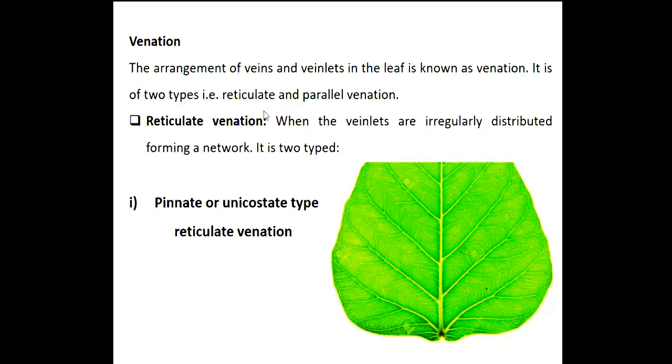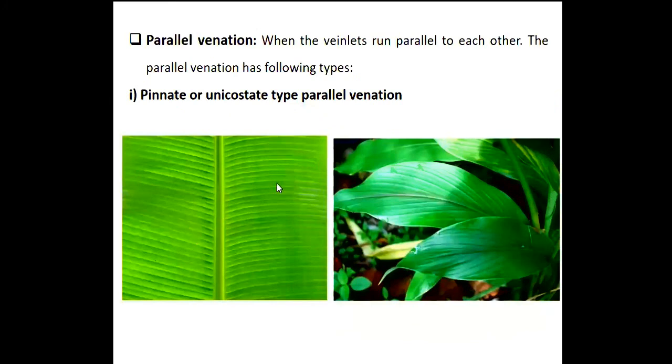There are two main types of venation. One is reticulate venation and the other is parallel venation. So we all know what is reticulate and parallel. Here, when the veins and vein layers are irregularly distributed, there is no regular pattern of their distribution. This is the reticulate venation. And what is parallel venation? Look, this is the parallel venation. We will find it in banana leaf, we will find it in rice or in wheat.